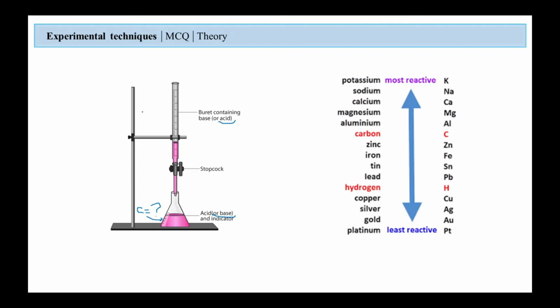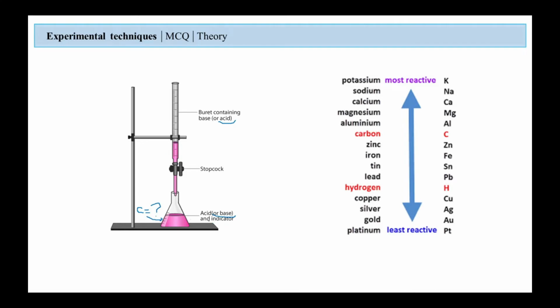The set of apparatus used in titration is the following one. We use generally a conical flask and a burette. In the burette, we put the solution with the known concentration. In this case, it's the acid. And in the conical flask, we put the base, which is the solution with unknown concentration. And we will be adding an indicator.